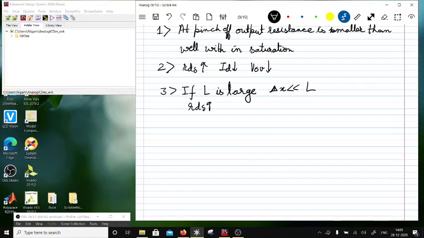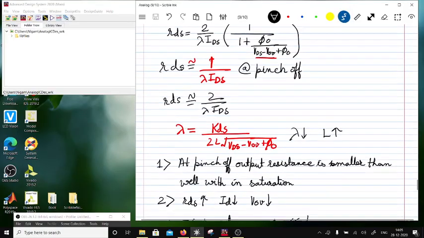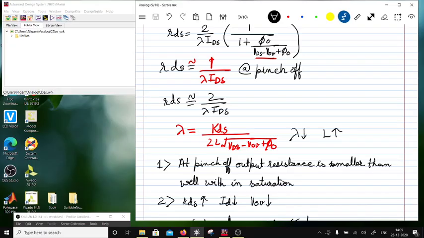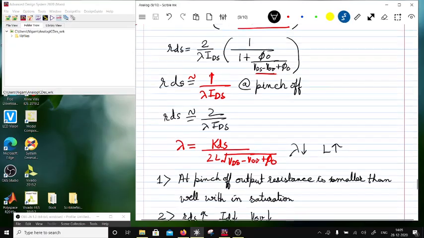So that means that if you check a device which is a long channel, or L is large, then the output resistance is large. If L is small, delta X is much larger as a percentage of L, then the output resistance is small. So if you make a device which has a shorter length, the output resistance is going to be lower. So that comes from here.